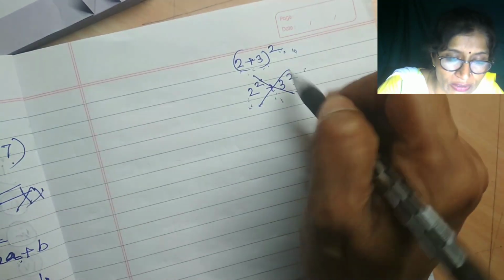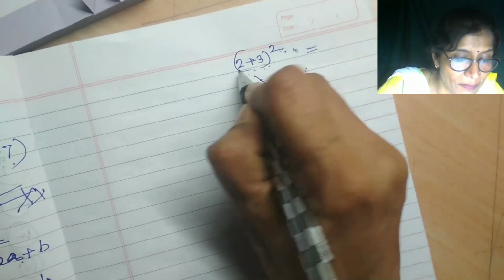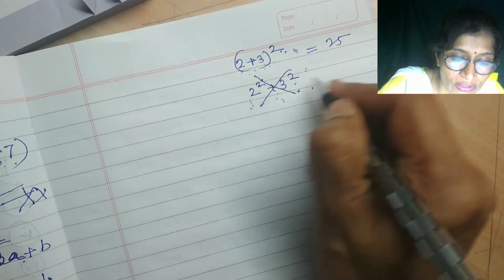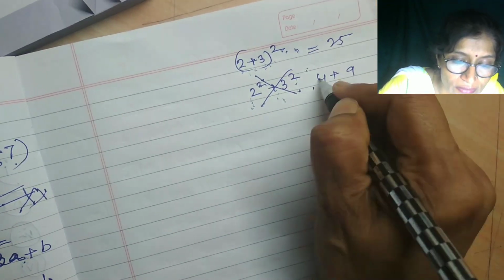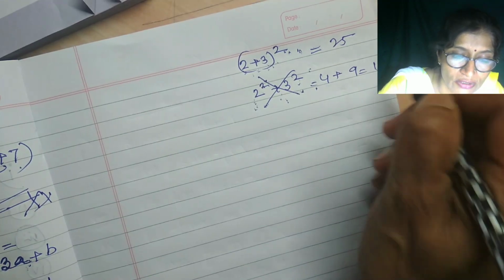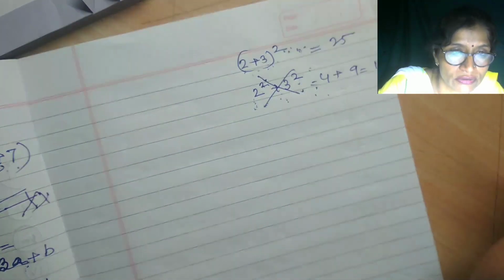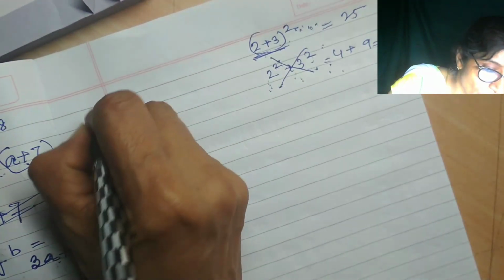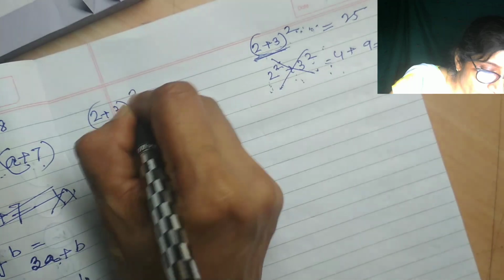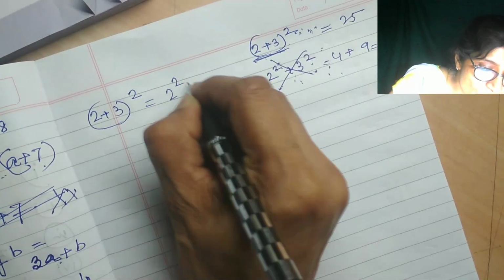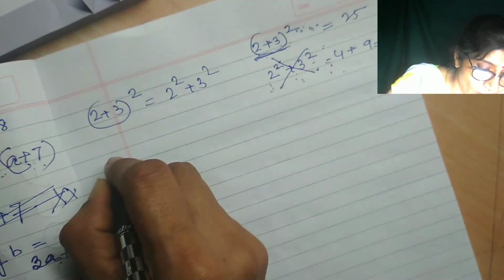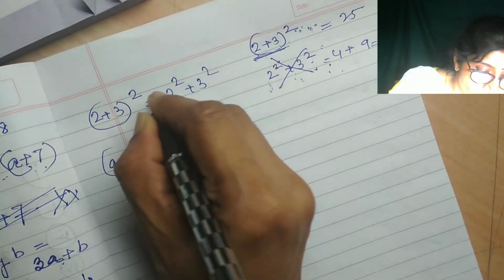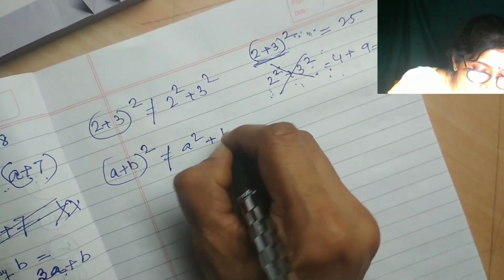These both are not equal. If you calculate it, you see here 3 plus 2 is 5, and 5 square is 25. But here, 2 2s are 4 plus 9, that is equal to 13. So this is not equal to this. So I can say that 2 plus 3 whole square is not equal to 2 square plus 3 square. In the same way, a plus b whole square is not equal to a square plus b square.